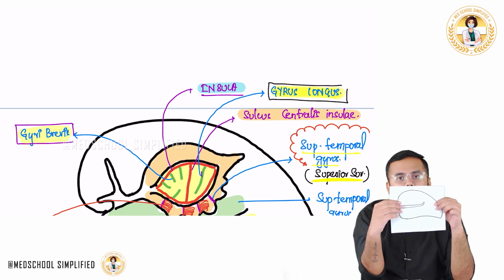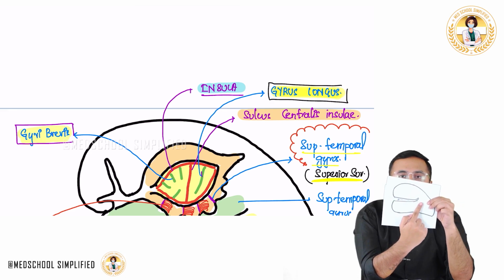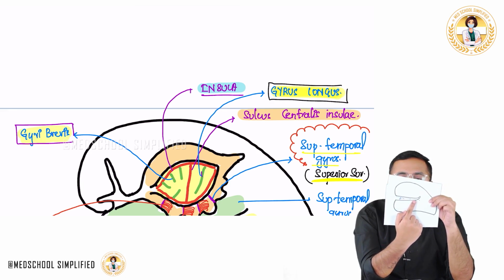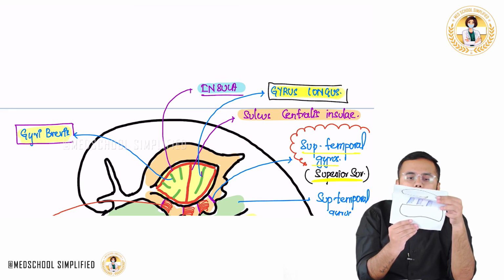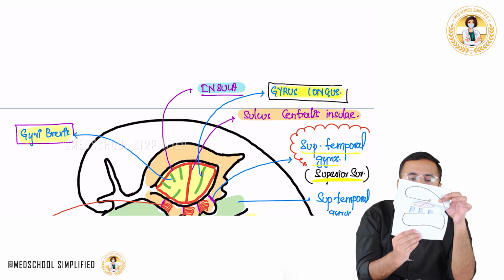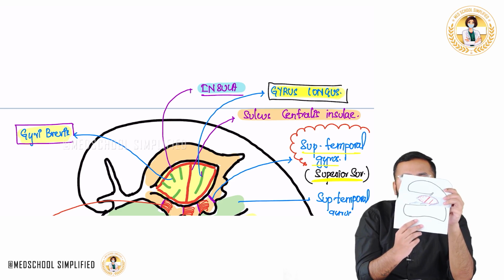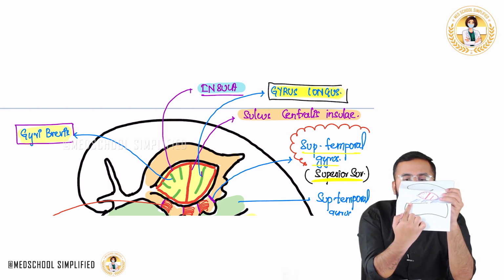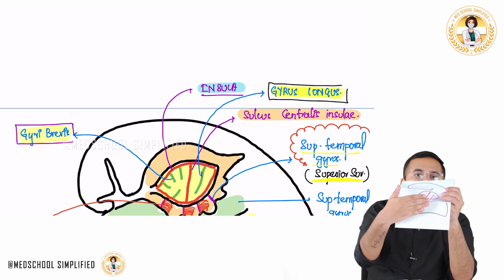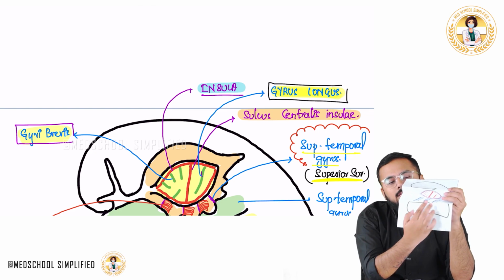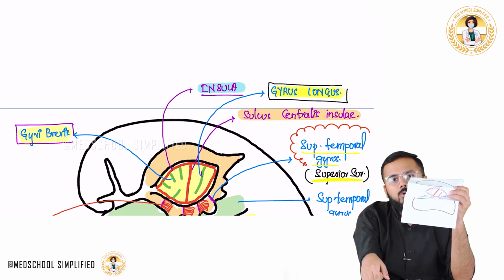You can see even in the picture that this is your superior temporal gyrus, this is your middle temporal gyrus, and this is your inferior temporal gyrus. Now I am pulling the upper wall up, the lower wall down. This one is still the superior temporal gyrus, but this surface is facing towards you. So can I call this the lateral surface of the superior temporal gyrus?